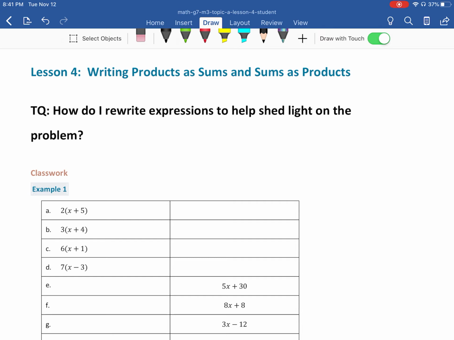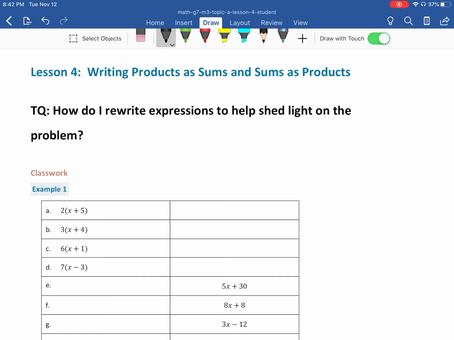Today's question is, how do I rewrite an expression to help shed light on the problem? In this first exercise, we are going to ask you to distribute out to get an equivalent expression, and then also to factor out to get an equivalent expression. So let me give you an example here.